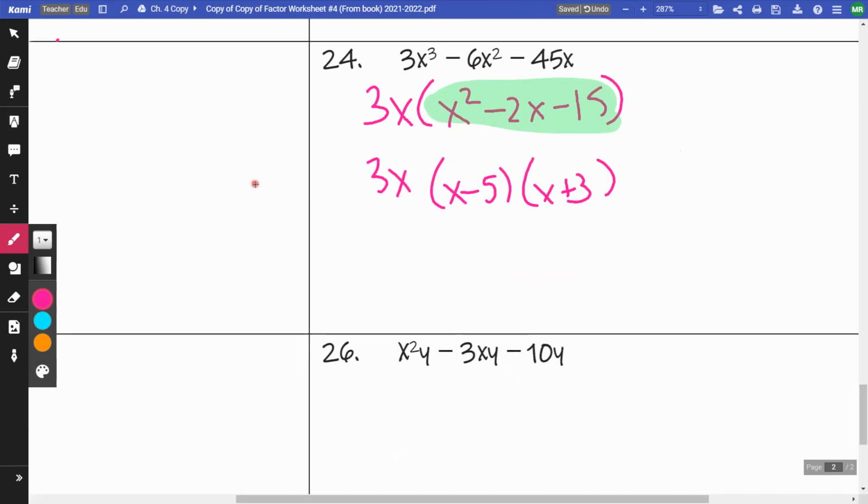Okay, I can factor out on 26 a y from everything. Then I'm left with an x squared minus 3x minus 10, which I can factor.